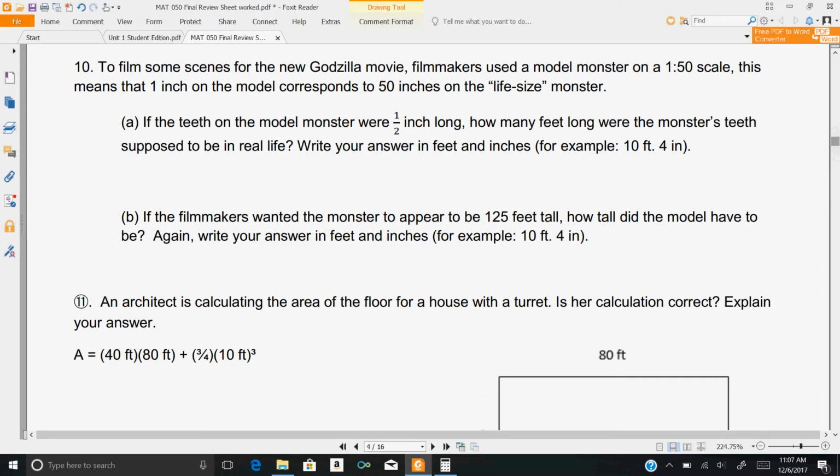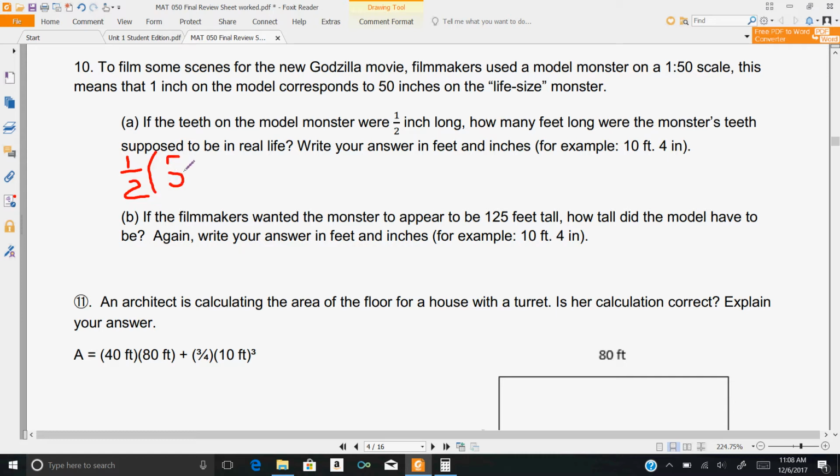So question A: if the teeth on the model monster were ½ inch long, how many feet long were the monster's teeth supposed to be in real life? In other words, how long are they trying to make it look like the teeth are? So we're going to take that ½ inch, and the 1 to 50 scale means 1 on the model equals 50 on the real monster. So the real monster is 50 times as big.